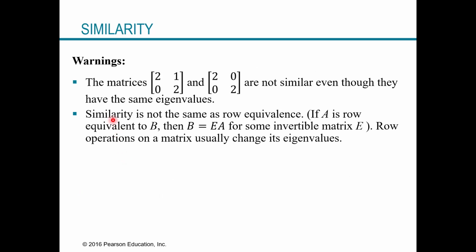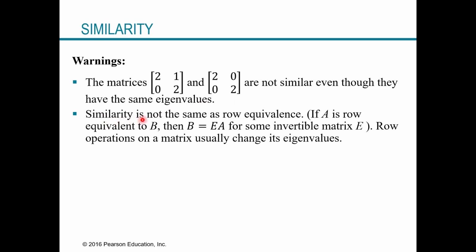And then just one last thing to mention here in regards to similarity. For example, the matrices here, 2, 1, 0, 2, and 2, 0, 0, 2, they're not similar even though they have the same eigenvalues. So what I want you to take away from this one is that just because two matrices have the same eigenvalues, that does not imply that they're similar. You have to go back to the definition of similar and use the invertible matrix idea of multiplying on the left and the right to figure out if the matrices are similar.